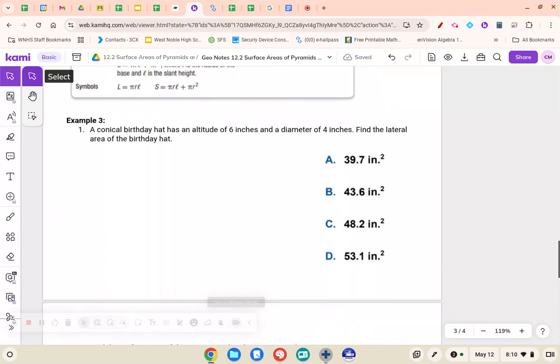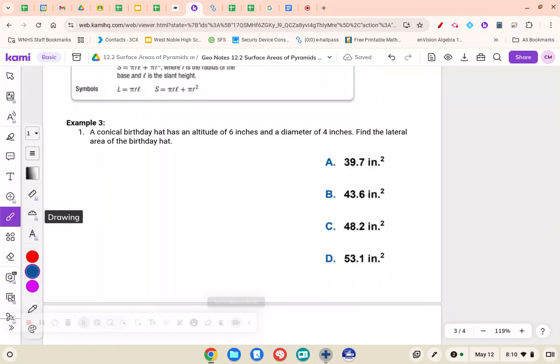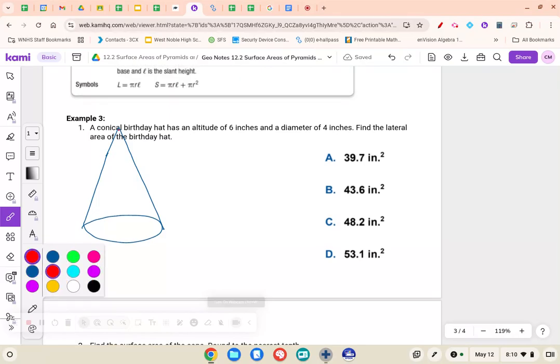So, a conical birthday hat has an altitude of 6 inches and a diameter of 4 inches. Find the area of the birthday hat. Okay, that's a problem. They don't give us our easy information. They give us our altitude, which is this height, and our diameter, which is this length. So they told us this was 4, and this is 6. We need to find our slant height. To do that, we are going to use this right triangle, but we don't want to use 4 down here. We want to use 2, because the radius is half of the diameter.